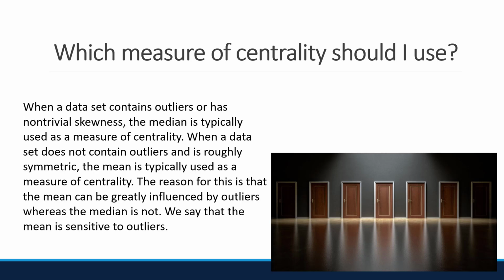When a data set contains outliers or has non-trivial skewness, the median is typically used as a measure of centrality. When a data set does not contain outliers or is roughly symmetric, the mean is typically used as a measure of centrality. The reason for this is that the mean can be greatly influenced by outliers, whereas the median is not. We say that the mean is sensitive to outliers.